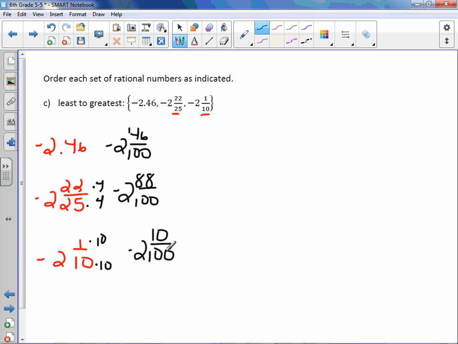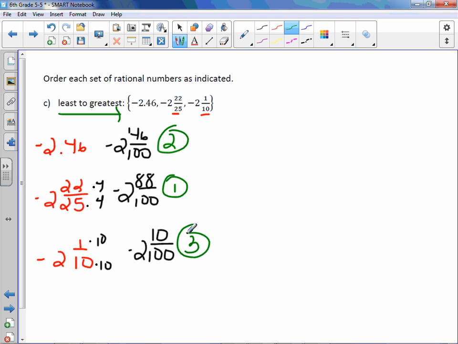Now let's order them. Remember, they're negative numbers, so we have to think backwards. We're going from the smallest number to the biggest number. So think of the number furthest to the left on the number line. The number furthest to the left would be negative 2 and 88 hundredths. And then negative 2 and 46 hundredths, and negative 2 and 10 hundredths.